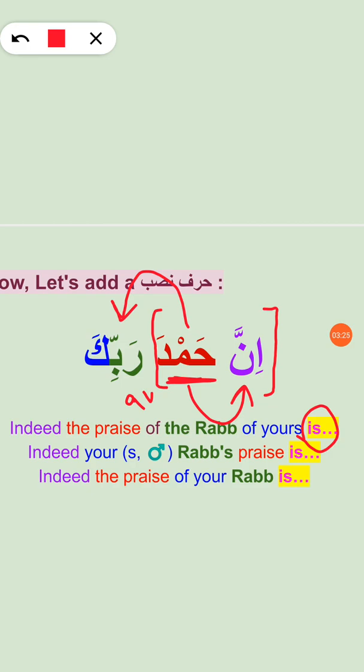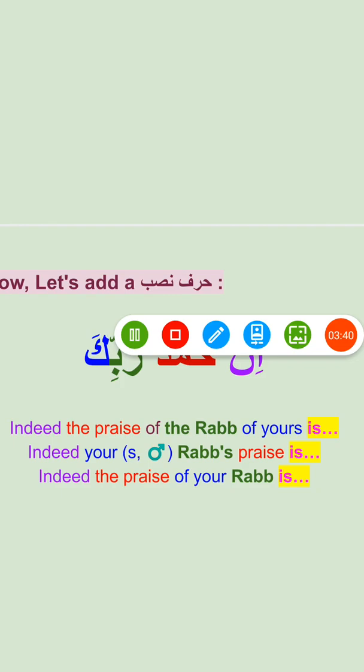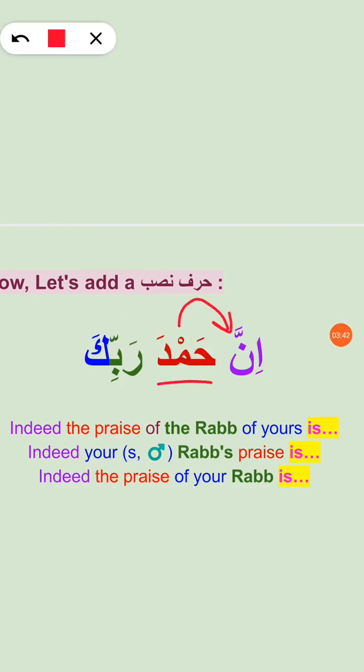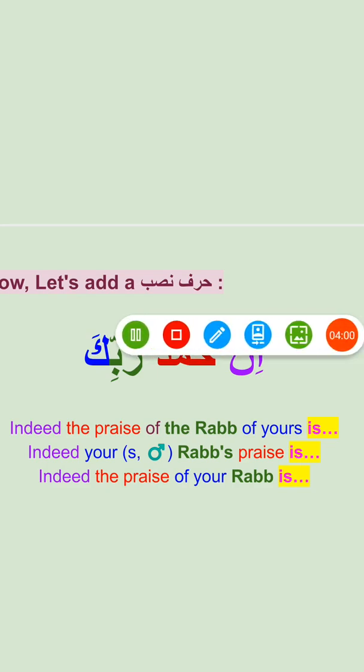Okay, so let's see what's happening here. I have translated it as "indeed the praise of the Rabb of yours is." The auxiliary verb in this situation comes right at the end. Why? Because this ism forms a relationship not only with this but also the ism next to it. We always have to improvise with where we put our auxiliary verbs during translation. So indeed, the praise of your Rabb is. That's how you're going to translate it.